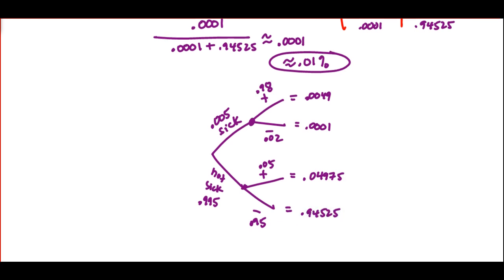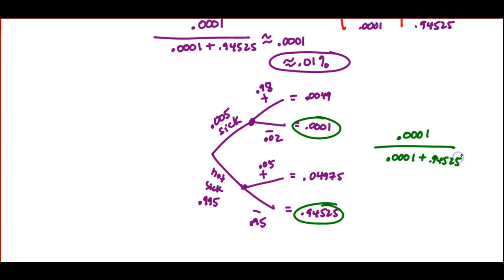So now let's look for the false negatives. The negative results are here and here. Which one is the false negative? A false negative, remember, means you are sick, but the test says you aren't. So that number is going to go on top, and the numbers together are going to go on the bottom. And we should get the same result there.